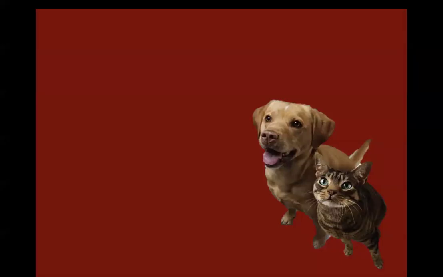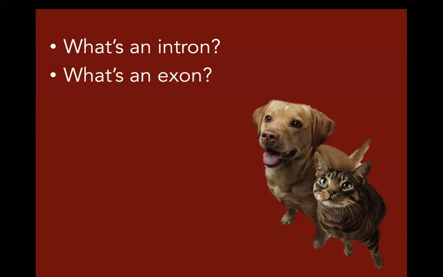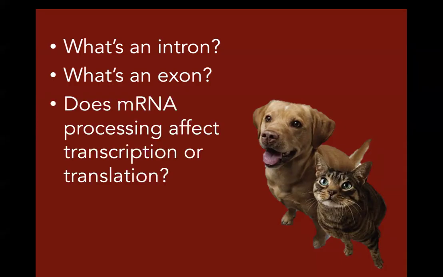Just a picture. What does it mean? Hey guys, what's an intron? That's an intervening sequence that gets cut out of the RNA to make messenger RNA. What's an exon? That's the expressed bit that gets made into proteins. All right. Does mRNA processing affect transcription or translation? I forgot what mRNA processing is. Well, do you remember that there's 3 things that you have to do to make RNA into messenger RNA? Can you think of what any of them are?